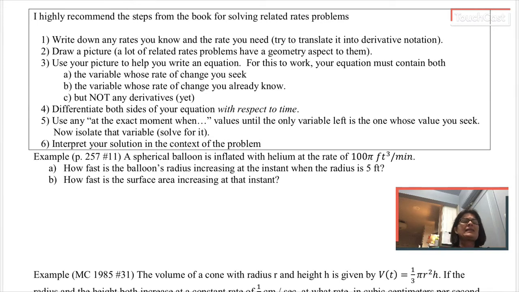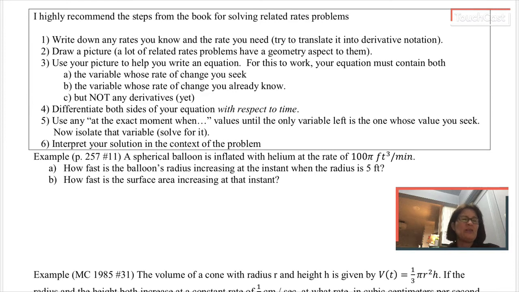And it's going to need to include no derivatives. Even though we're going to need derivatives because we're looking for a derivative, like a dv/dt or a dr/dt, we don't want to start with an equation that contains derivatives. We're going to have to do that part next. So you want your equation to contain the variables whose derivative you seek and whose derivative you already know. So in that last example, we were looking for dv/dt and we knew dr/dt. So we started with an equation that contained v and r.